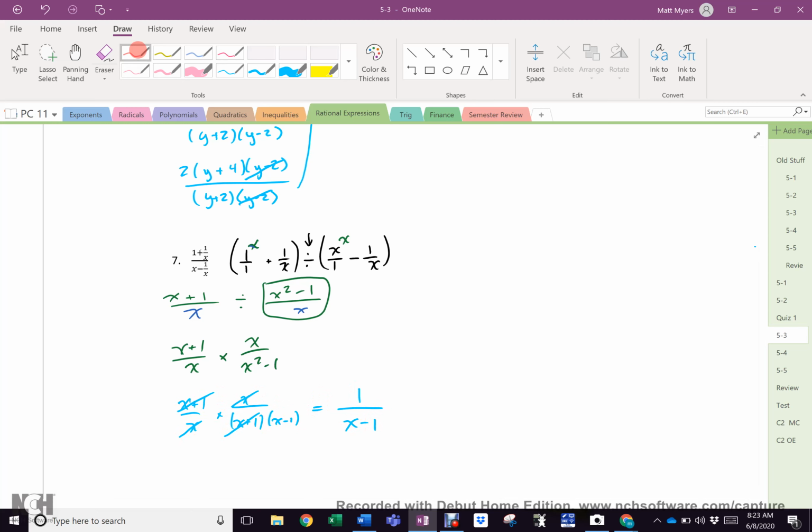Now, our non-permissible values get a little difficult here. So, x cannot equal 0, because I'd have a 0 there and a 0 there in the denominator. What else can't x be? X cannot be plus or minus 1, because then it would be screwed up.